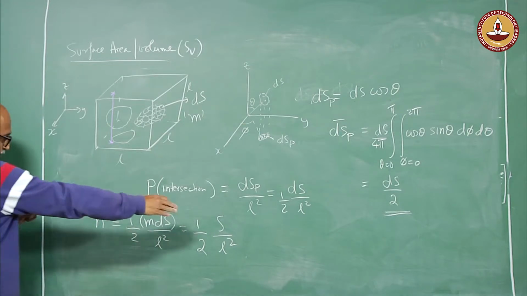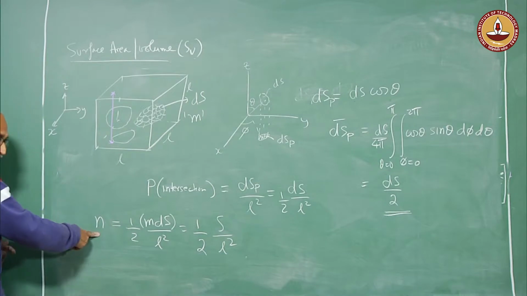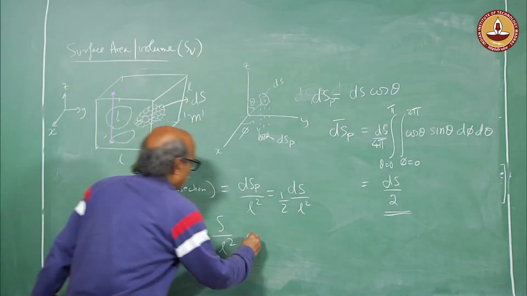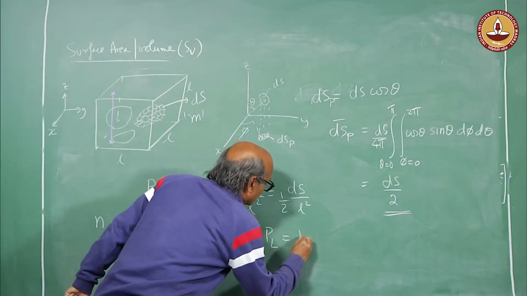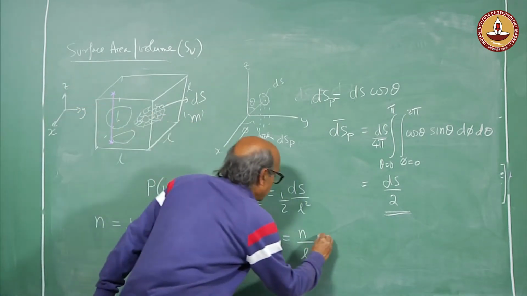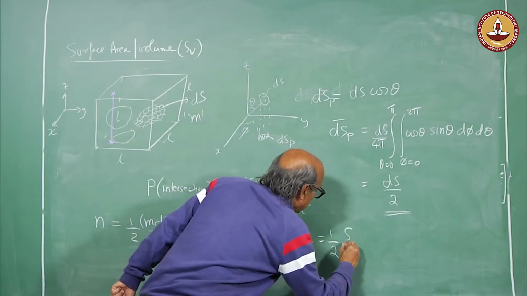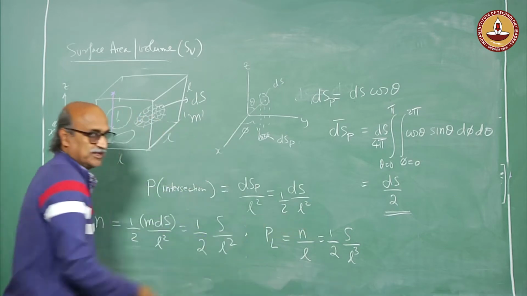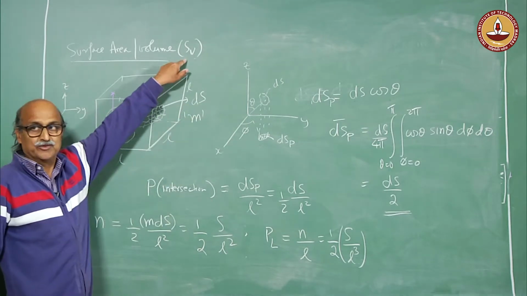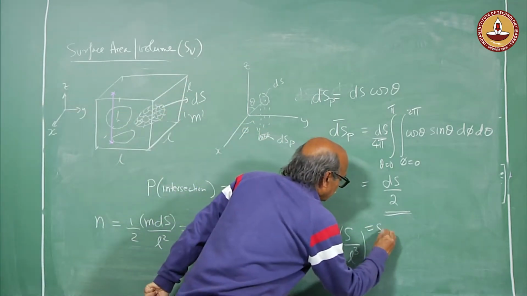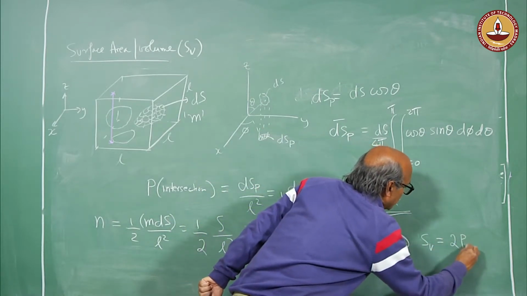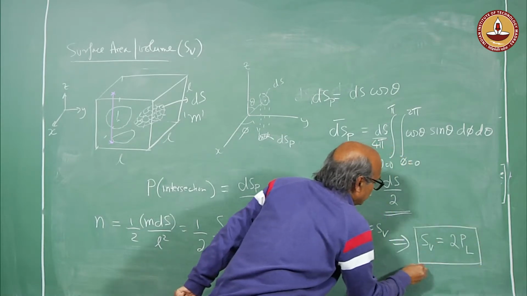Now, divide both sides by L. If I divide the left hand side by L, I will get PL, the number of intersections per unit length. So, PL is equal to small n upon L, which is equal to half times S divided by L cube. Both sides I have divided. S upon L cube is nothing but surface area per unit volume. Hence, surface area per unit volume would be 2 times PL.